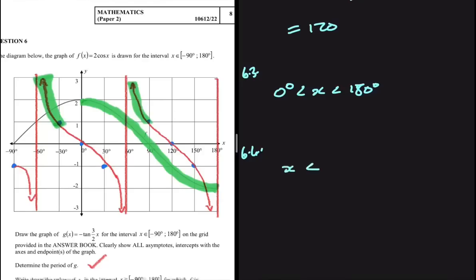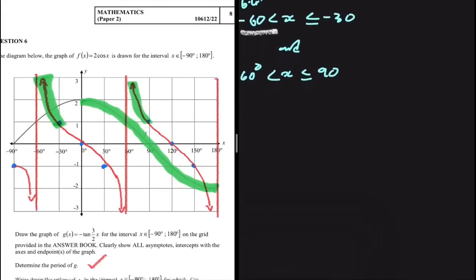When x is equal to minus 30 degrees or less, and when x is greater than minus 60 degrees, our condition is satisfied. Obviously, we cannot include minus 60 because our function is undefined at that point. And when x is equal to 90 or less and it is greater than 60 degrees.